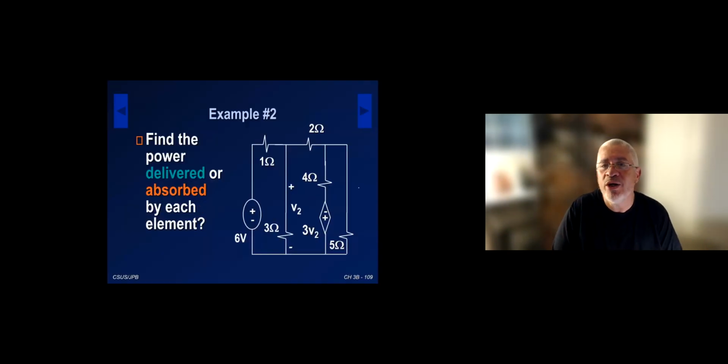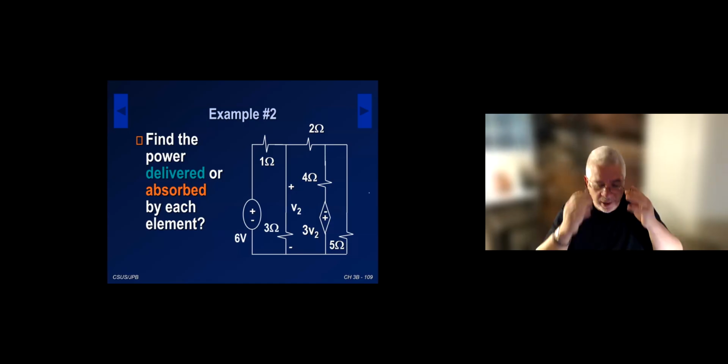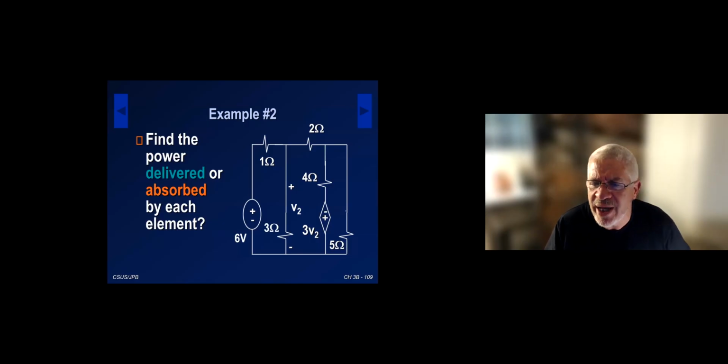Okay, so we're looking at a second, a little bit more complicated problem, obviously, because first of all, we have 3 meshes. And then we have a dependent source. You will notice here we have 2 elements that are shared by meshes. The 3 ohm is between 2 meshes, and the 4 ohm as well. So it makes things a little bit more complicated. And of course, the dependent source also is between 2 meshes.